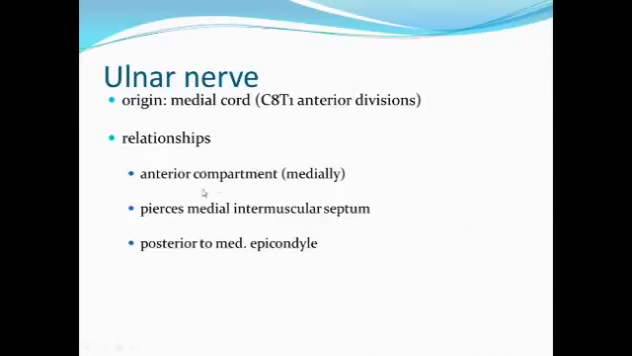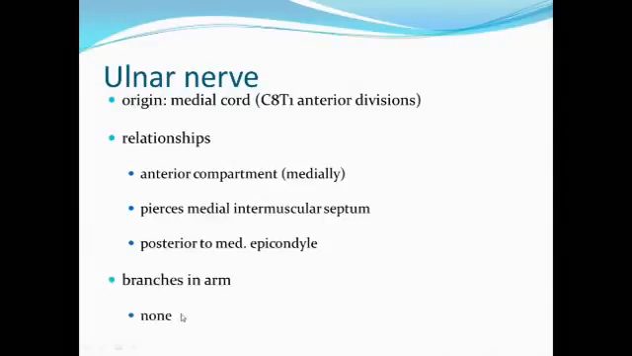Relationships: it's found in the anterior compartment and is located medially. It pierces the medial intermuscular septum, which you'll recall is one of the boundaries of the anterior muscle compartment, and travels posterior to the medial epicondyle. There are no branches of the ulnar nerve in the arm.